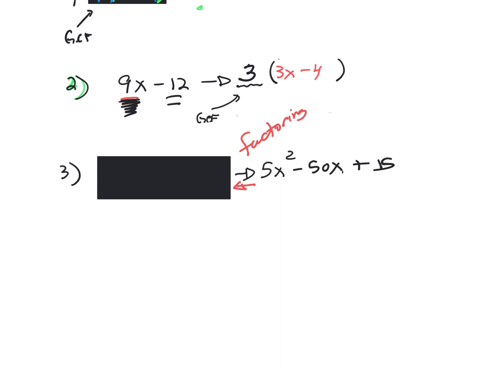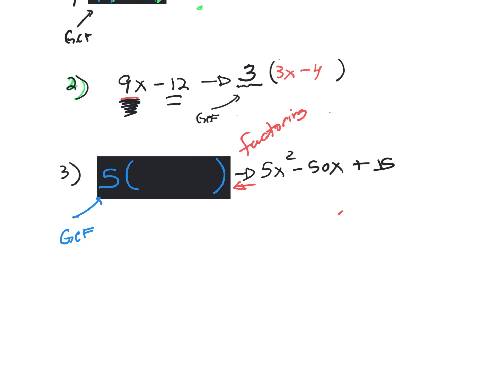So how you factor is you want to pull out the greatest common factor in all 3 terms. So what number goes into 5, that goes into 50, that goes into 15? And doesn't 5 go into all of those? And isn't that the greatest common factor? So 5 is our greatest common factor. So our greatest common factor comes out front.